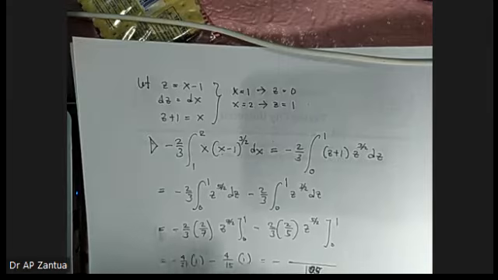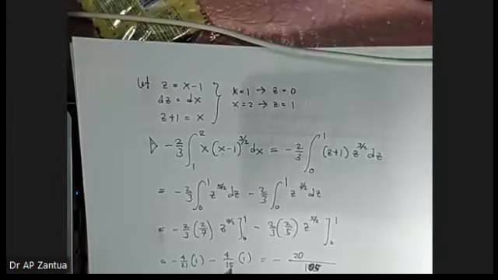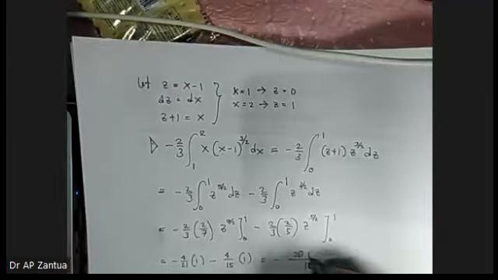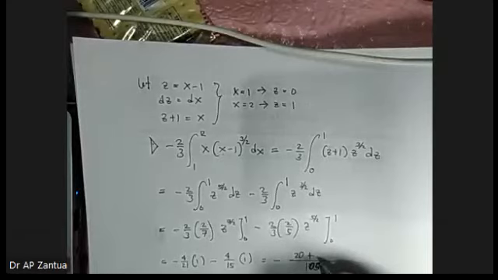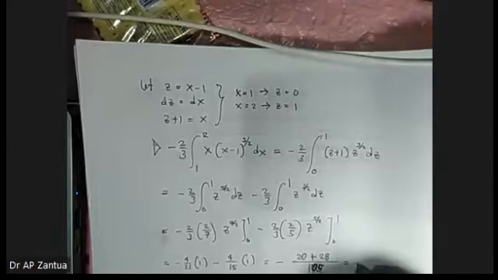5 times 4 is 20. 105 divided by 15 is 7. 7 times 4 is 28. Therefore, the answer is negative 48 over 105.